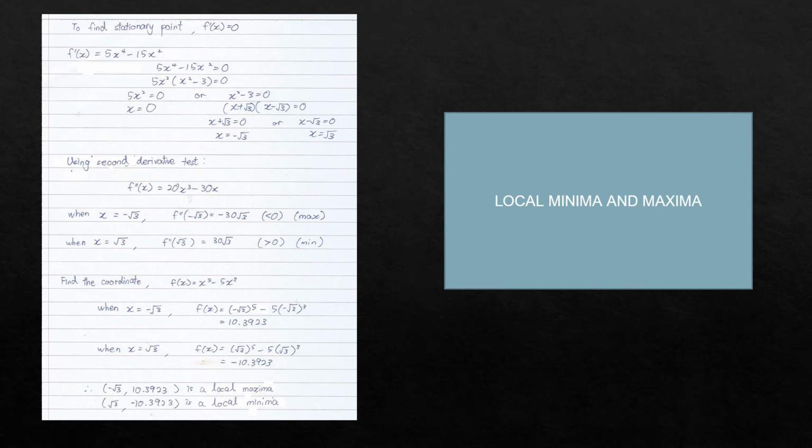By using the second derivative test, I substitute negative square root 3 and square root 3 into f''(x). The value calculated smaller than 0 is the maxima while bigger than 0 is the minima. Then, to find the coordinates of the points, I substitute the x into f(x) and found the corresponding f(x). The local maxima and minima points were found.